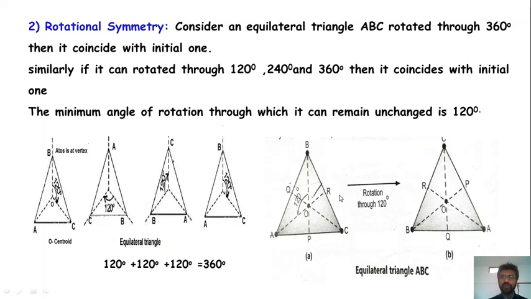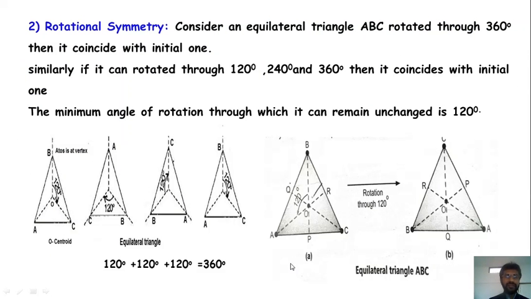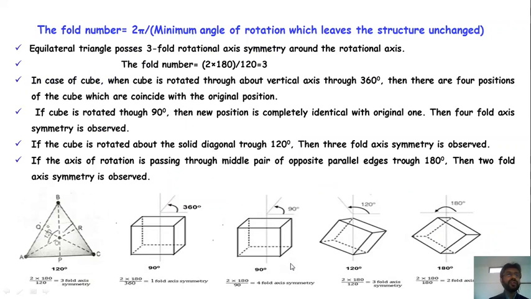So in case of this equilateral triangle, that means 120 degrees, in this figure it shows that the structure remains unchanged. By using this minimum angle of rotation, when the structure remains unchanged, we can find the total number of folds in the symmetry. Then how can we find the total number of folds?